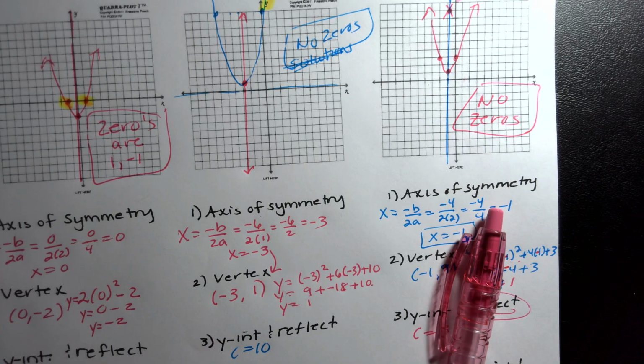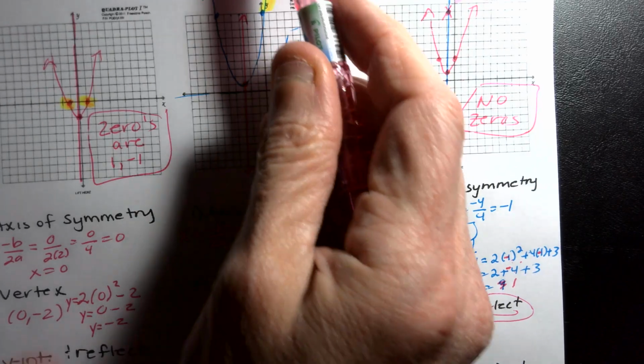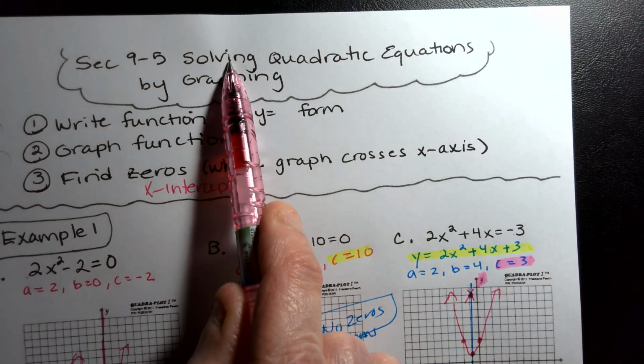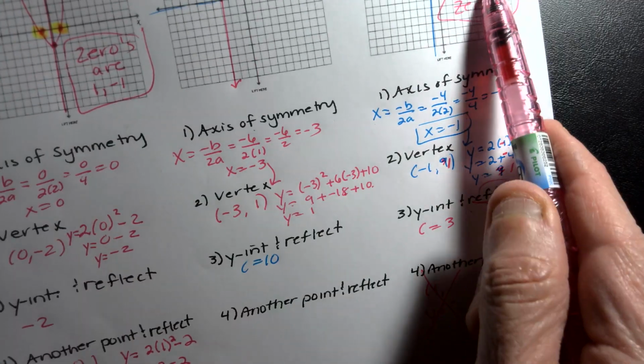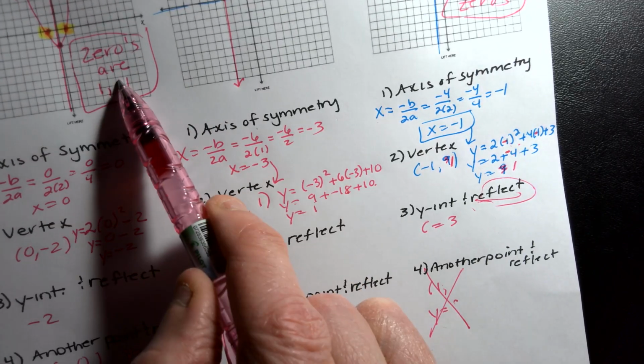Okay. Yes, doing another point can help us get a more accurate graph there. But if we're working on what we're working on, which is solving, no zeros. No zeros. 1 and negative 1 are my zeros.